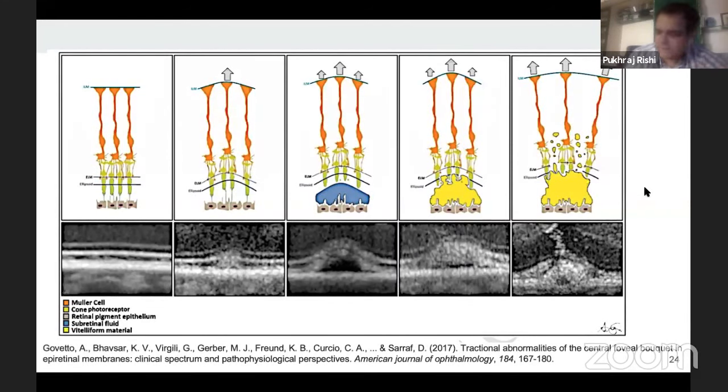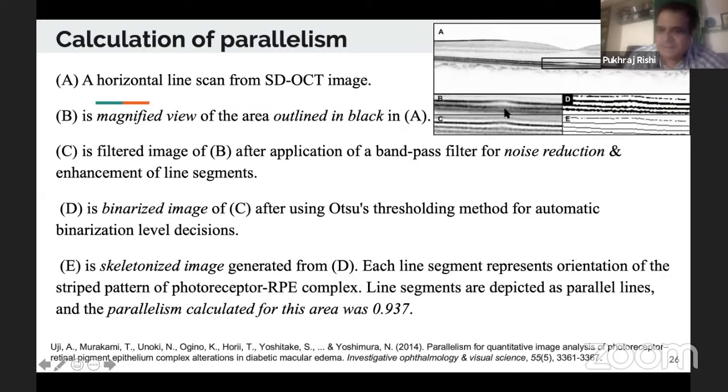So the loss of parallelism is a colloquial phrase that we hear in the clinic, and this denotes how parallel the line objects are to each other on OCT, and this can actually be measured. So here you can see on the right top scan, this box is an area of interest, and in B, it's magnified. In C, the noise reduction is done, and in D, this is binarization, and E denotes skeletonization. So a value can be put to this, and the parallelism calculated for this area is 0.937. So it can be used for follow-up cases also.